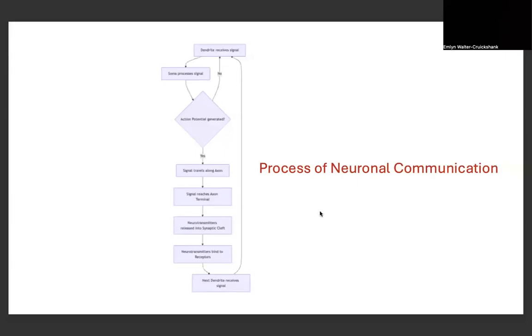Hello, and here we are to run you through a mind map of neuronal communication, which is a part of Module 2, Building Blocks of the Mind. Neural communication is the process by which neurons or nerve cells transmit information to each other. This process is fundamental to how our nervous system functions.